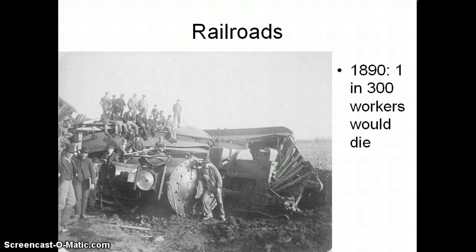The railroads were some of the most dangerous places to work, with 1 in 300 workers being killed on the job. In general, factories and workplaces were poorly ventilated, poorly lit, and extremely dangerous places to be.